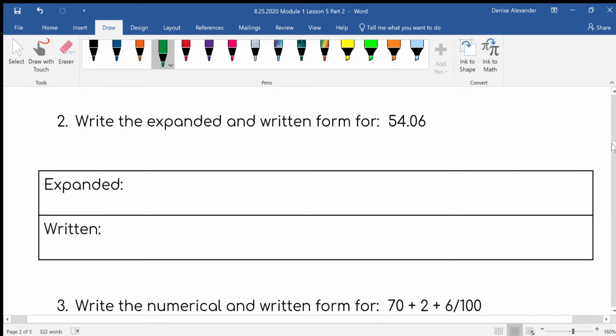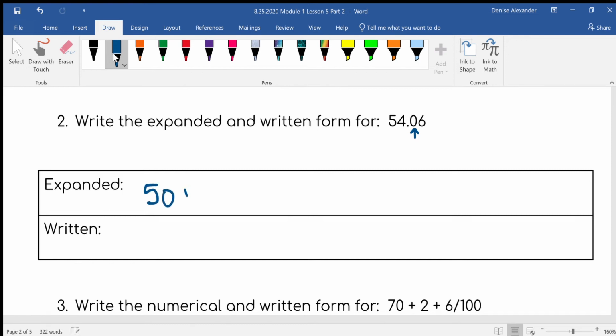Again, we're going from standard form to expanded and written. So let's look at the expanded. Look at this right here. We have a 0. So we have 50 plus 4 plus 6 hundredths because I do not have a tenths. This is where this comes in, so we remember. Here, when we write it out, we do 54.